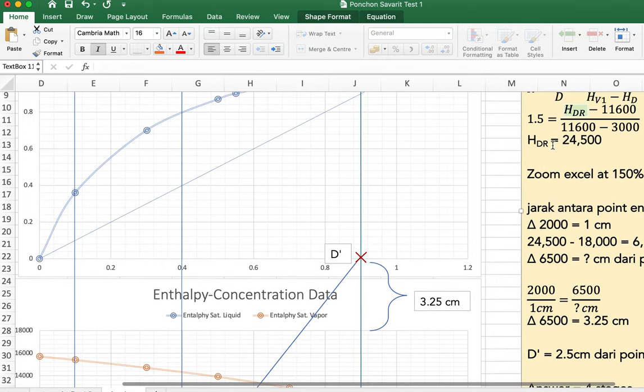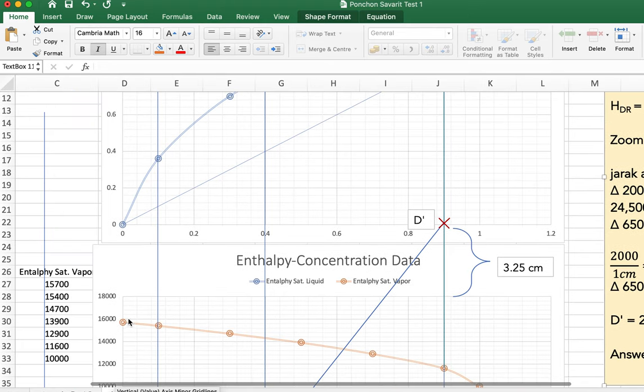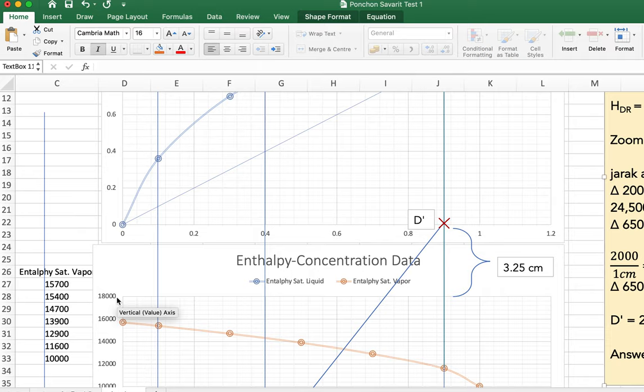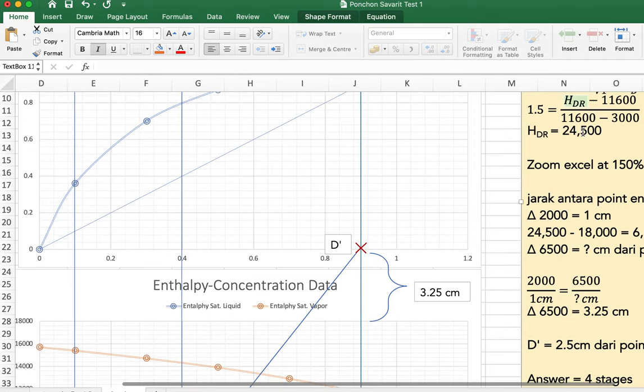So since our HDR is slightly exceeding the y-axis maximum point. So our maximum point in this graph is 18,000. So since our HDR is slightly above 18,000, so we have to use the ratio between this small point and the distance between 18,000 to 24,500. So the distance between 18,000 and 16,000 is basically 1 centimeter. Okay, you have to put a ruler lah between these two points. And the enthalpy distance is 2000.